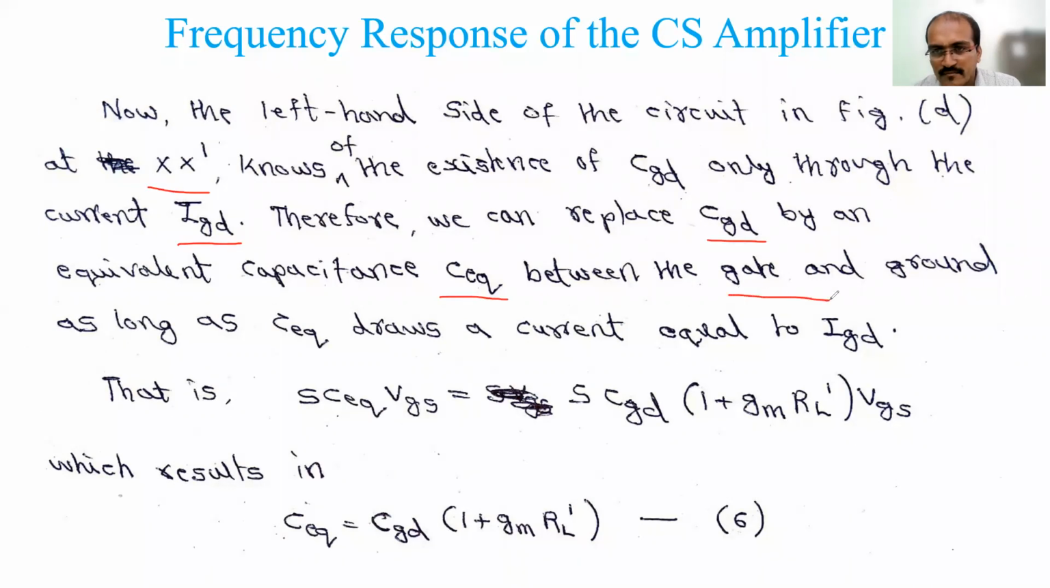So I will break that CGD between gate and drain, and place it between gate and ground, and call that an equivalent capacitance, using this equation. As long as CEQ draws a current equal to IGD, the current is the same, so that is given as CEQ into VGS. What is the voltage across that equivalent capacitance in the circuit? We will show you the circuit back. Just a minute.